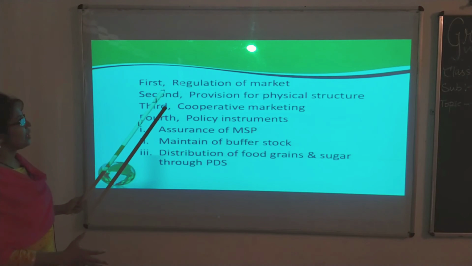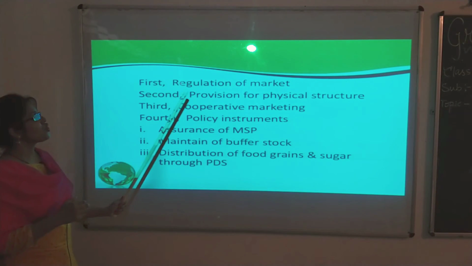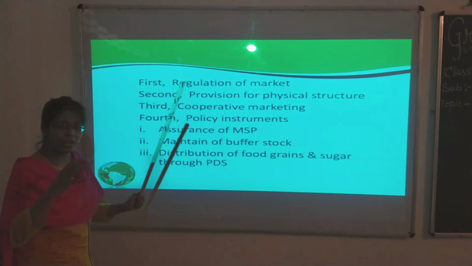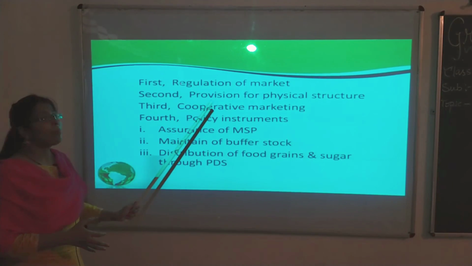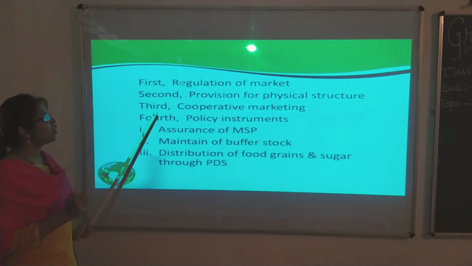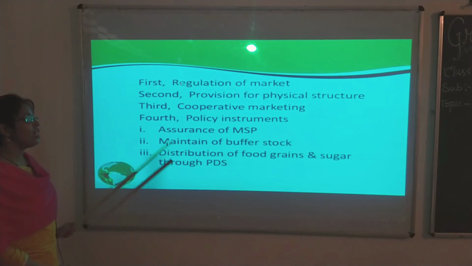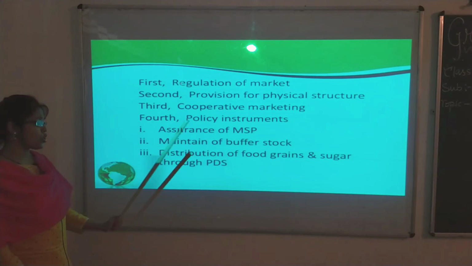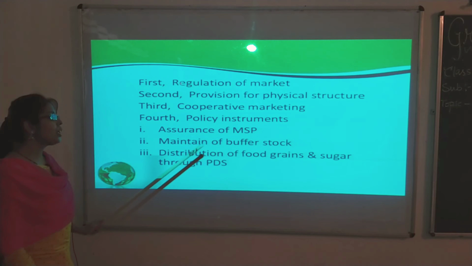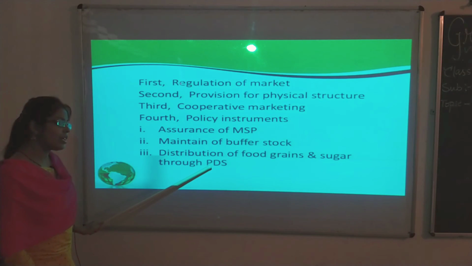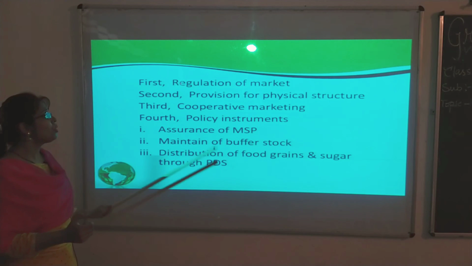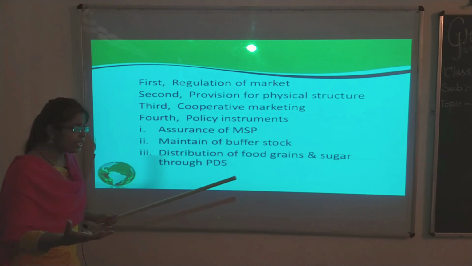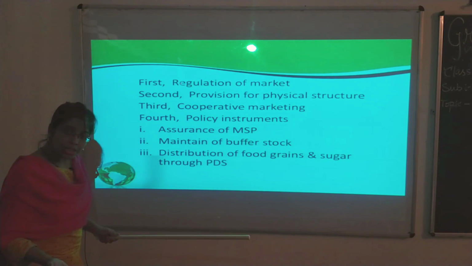Now, in order to improve the conditions, first regulation of market was set up. Second, provision for physical structure. Provision was made for physical structure. You understand what is physical structure. Third, cooperative marketing. Cooperative word I have already discussed. Fourth, policy instruments. The policy instruments are assurance of MSP. What is MSP? Minimum support price. Maintenance of buffer stock. Distribution of food grain and sugar through PDS. PDS refers to public distribution system, which you know as control. So this all was done to improve the agricultural marketing, to improve the agricultural condition prevailing in rural areas.